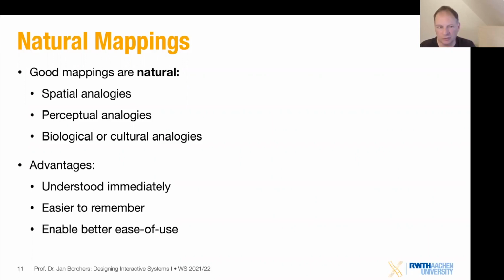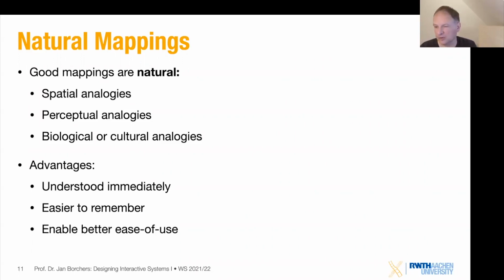Now, what is a natural mapping? A good mapping is a natural mapping. What does that mean? There are at least three or four different kinds of natural mappings, and we're going to go through each one at a time. The easiest one is the first one, and that is the spatial analogy, where the kind of movement I do as a user on an input device is the same kind of movement, in the same direction, as the effect in the real world.